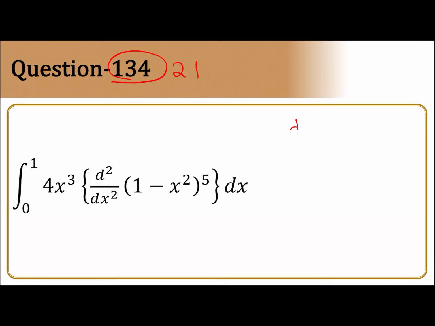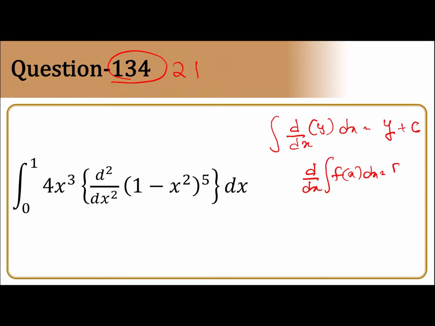It's also very interesting. The concept behind this is d by dx of the integral of y dx is equal to y. So integral and differentiation, this is nothing but y plus c. The concept behind this is this only, or d by dx of the integral of f of x dx is equal to f of x. That's the concept behind this.